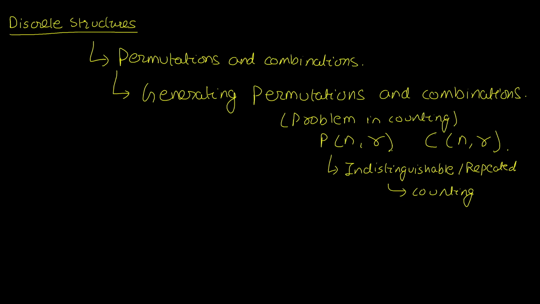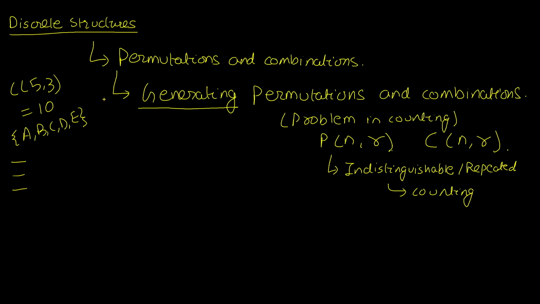But here, instead of counting, we are looking at the word generating. For example, we know that the combination of 5 things taken 3 at a time is equal to 10. But if I am actually given a set of 5 objects, how do we actually generate or list the 10 different combinations of 3 objects?